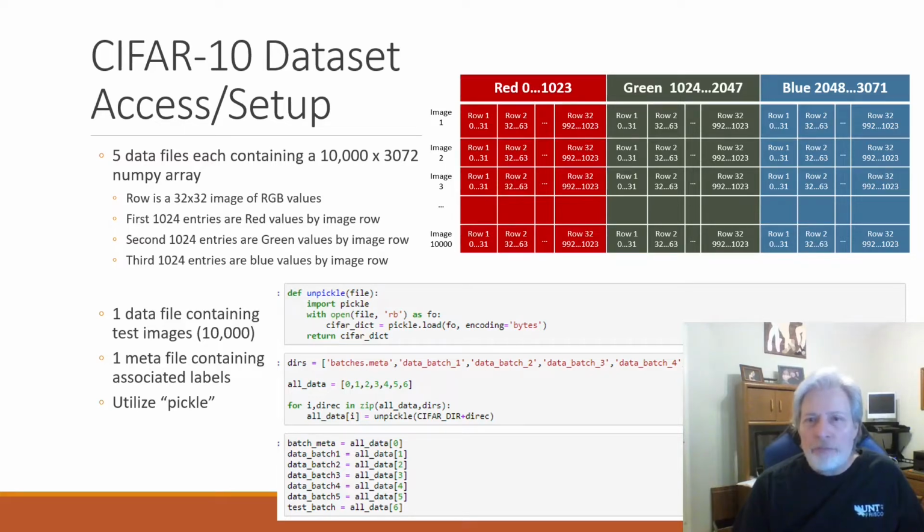There was also a meta file that contained the associated image labels. We utilized the pickle command to access the data. The pickle Python module is used to serialize or deserialize, in this case, an object to convert it from a byte stream into the object, or again, in our case, the image arrays.